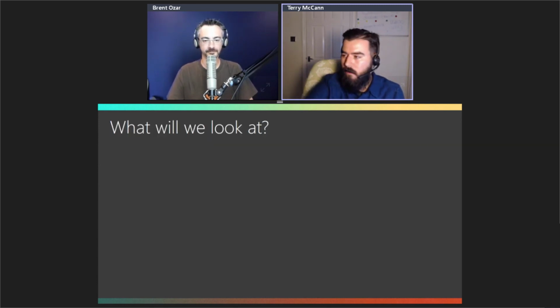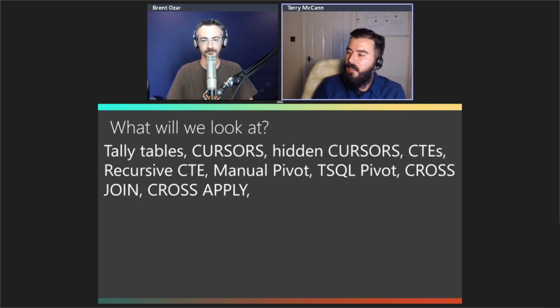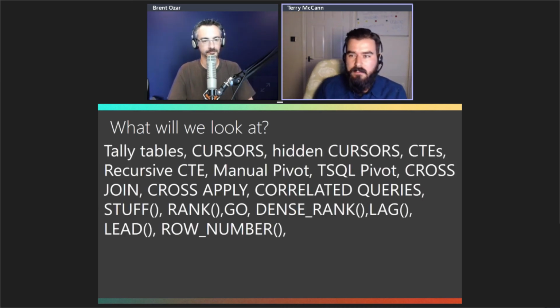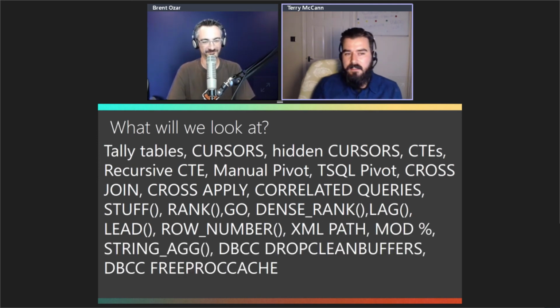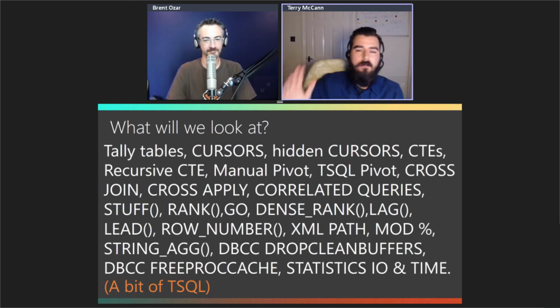Okay, so what are we going to look at in this session? We're going to look at a couple of things. We are going to look at tally tables. We're going to look at cursors. We're going to look at hidden cursors, CTEs, recursive CTEs, all this stuff that you see here. Also pivoting and a whole load of T-SQL.